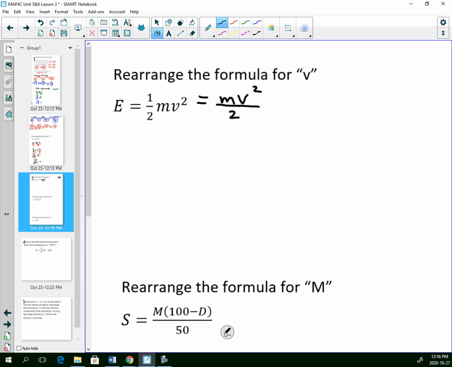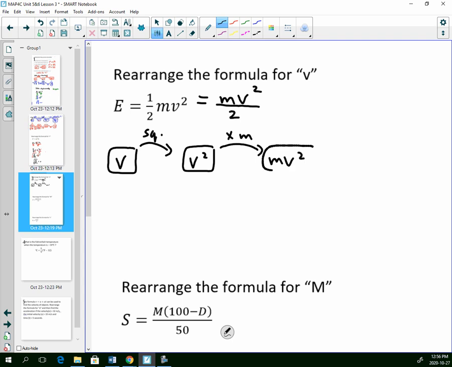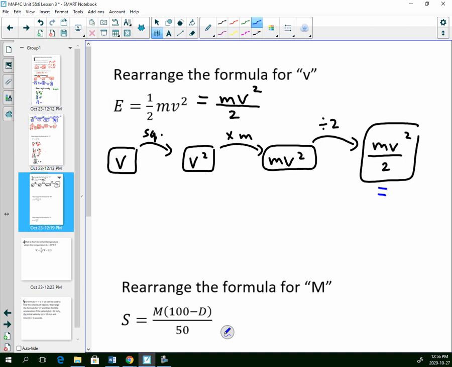Okay, so I'm going to start with v, because I want to solve for v. First thing that's done to the v is square it. So v squared. Second thing, let's multiply by m. So we have mv squared. And then the last thing is divide by 2. So you could also put multiplied by 1/2. Same thing. I think it's easier to just think about it as dividing by 2, but if you want to put multiplied by 1/2, that's fine. So we get that, and then that equals the letter E.